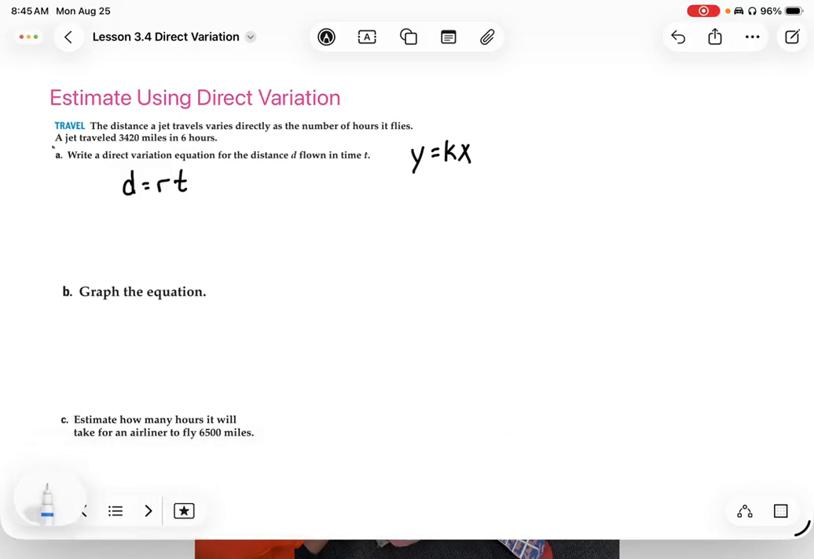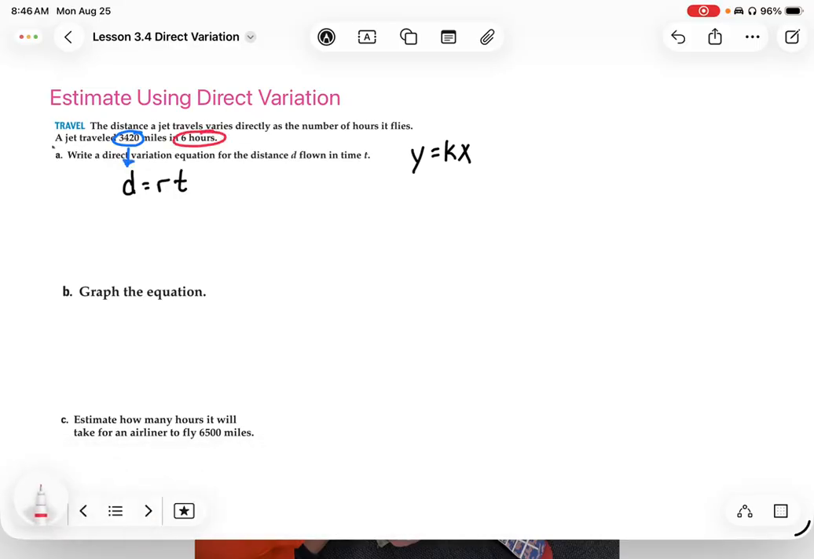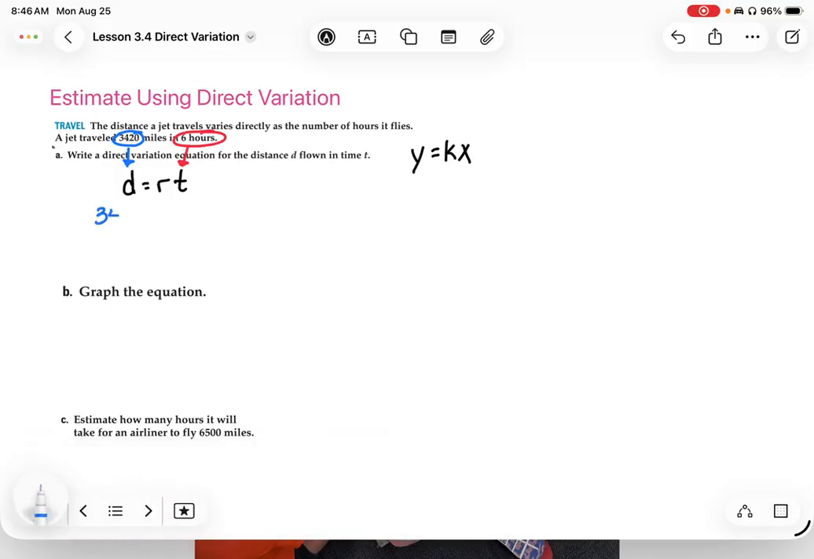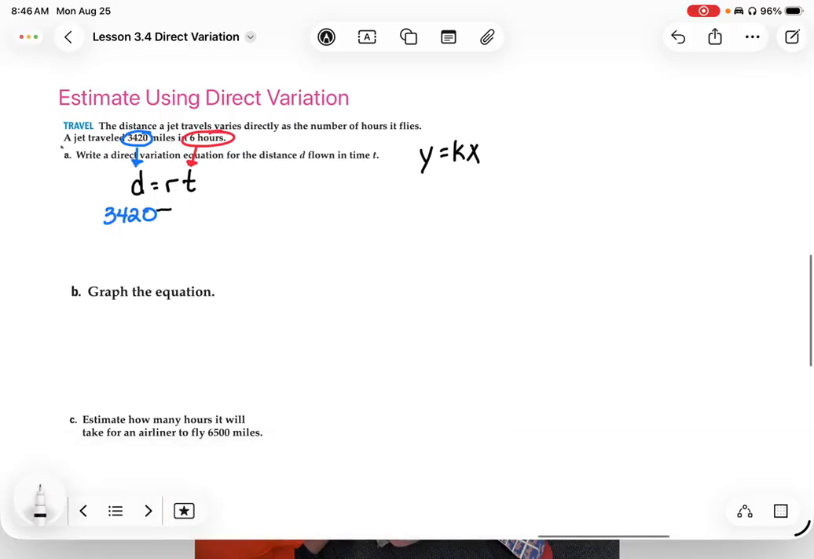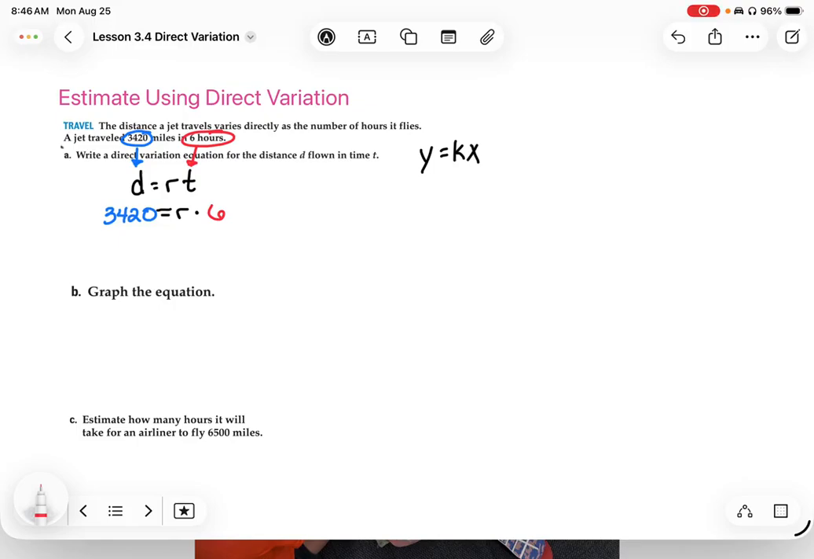Okay, so it goes 3,420 miles. That's going to go right here where d is. And it takes it 6 hours to do it. That's going to go right here where time is. And that's going to help us find our constant of variation, which is how we're going to get the equation. So 3,420 equals r times 6.